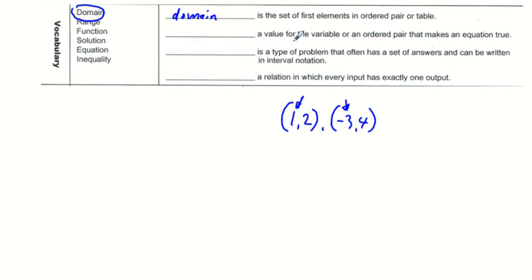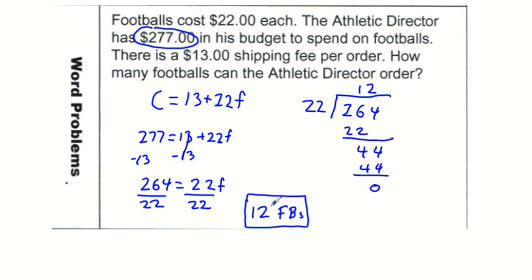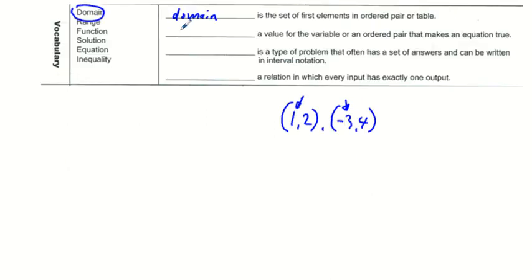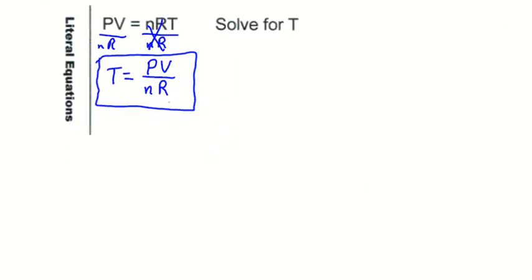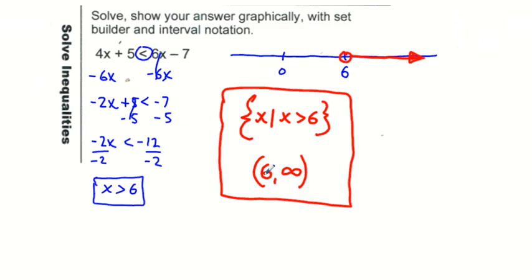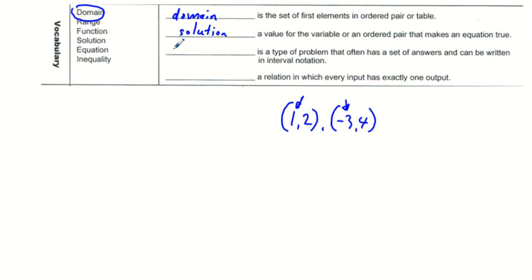Next, blank is a value for a variable or an ordered pair that makes an equation true. Well, we have a solution. Just like back here, 12 is the number for F that makes this a true equation, and we saw another solution here. So we call this a solution. Next, blank is a type of problem that often has a set of answers that can be written in interval notation. We saw that back here, interval notation, and so that would have been an inequality. Okay, last, a relation in which every input has exactly one output. That's going to be a function.